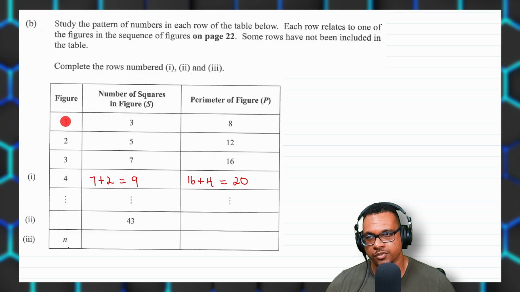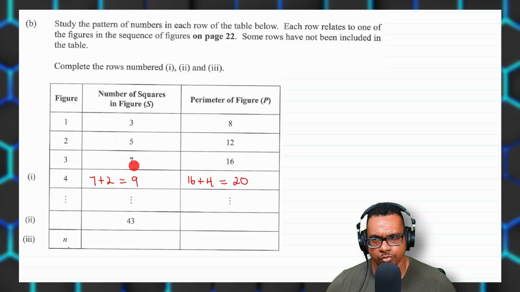So when the figure number is 1, the number of squares is 3. When the figure number is 2, the number of squares is 5. And so on. So what's the general formula where I could put any figure number and find out the number of squares? Well, the common difference here is 2, right? Between 3 and 5 is 2. Between 5 and 7 is 2.